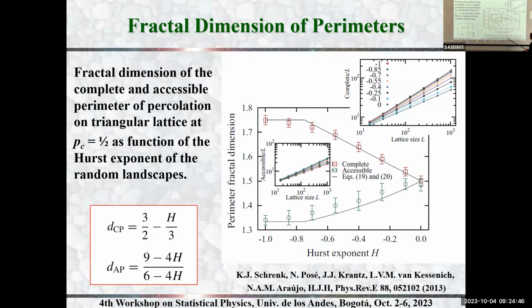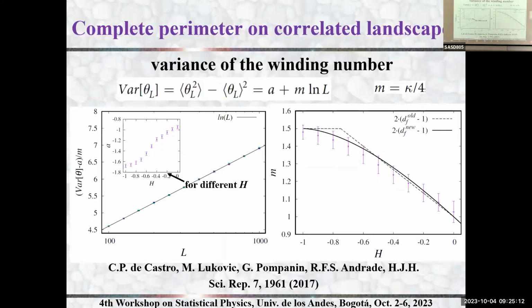As a function of the Hurst exponent, the fractal dimension goes from 4/3 to 1/2. You have a beautiful increase, a logarithmic increase in the logarithmic scale.